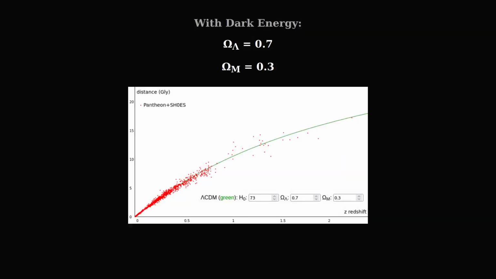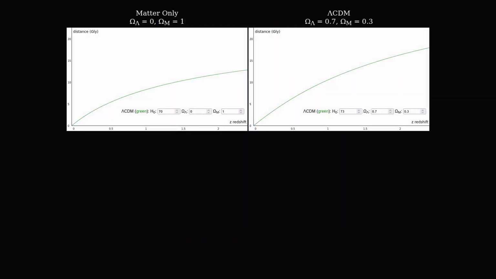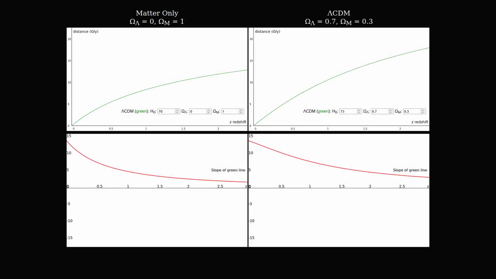A universe with dark energy, about 70% dark energy, if that sounds familiar, does make a good fit for the data. Therefore, dark energy must exist. We can see with our own eyes the data needs dark energy. Now, you could also see that it might look like this is also a decelerating universe, just like the matter-only model. So let's see them side by side. If you take the slope of this green line, and that's this red line here, you can see a little bit of a different picture emerging.